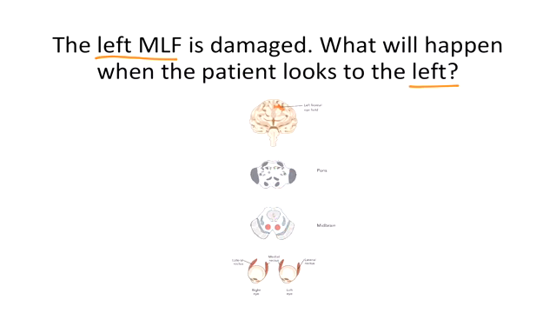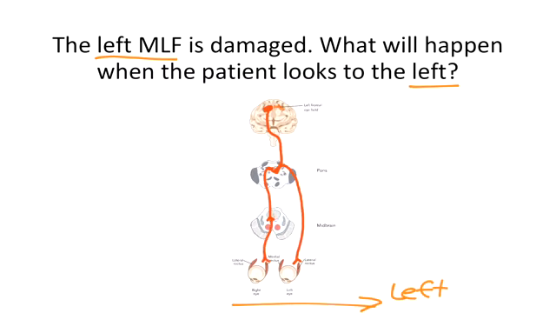However, when the patient is trying to look to the left, which means the right frontal eye field will be stimulated, it will decussate to stimulate the paramedian pontine reticular formation on the left side, which will then stimulate the abducens nucleus. It will also go to stimulate the right-sided medial longitudinal fasciculus, which will stimulate the right cranial nerve 3, which will stimulate the right medial rectus muscle.